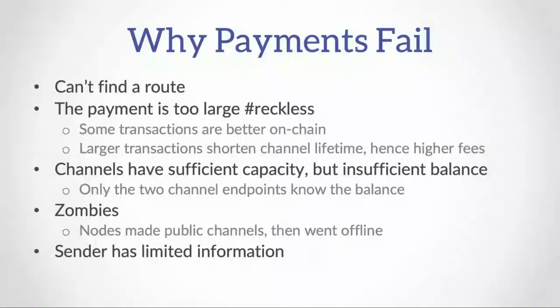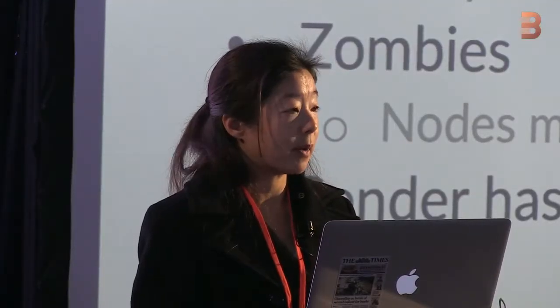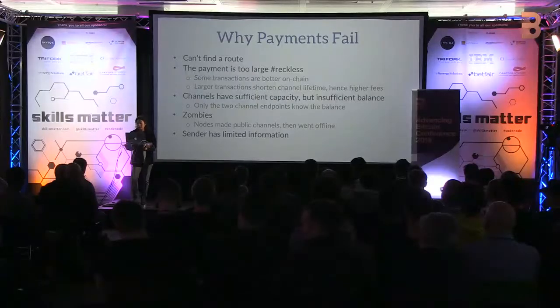For exceptionally large payments, oftentimes the transaction is better off on chain, because routing a large payment through nodes unbalances all the channels that it goes through. And that's also why they charge higher fees. Another reason why payments often fail is that nodes made public channels when they probably should have kept private channels. And it can be frustrating for the sender if a node went offline and left a zombie channel that still looks like it's active.